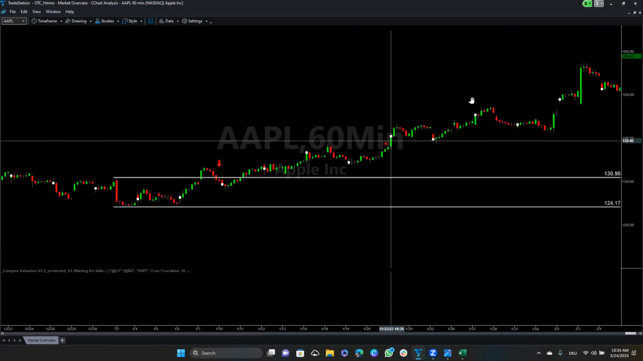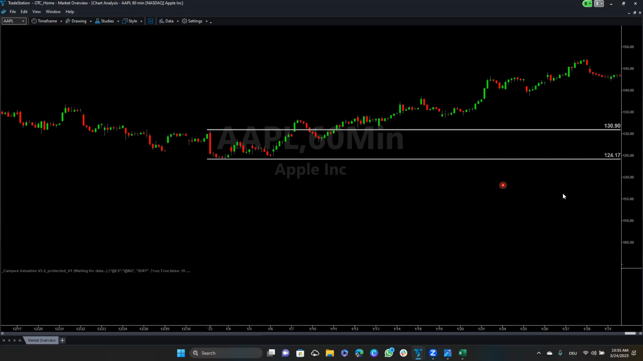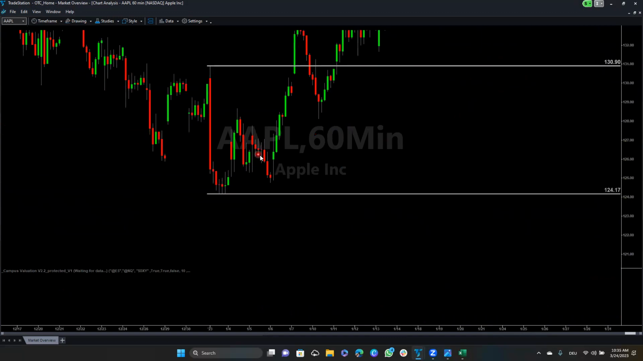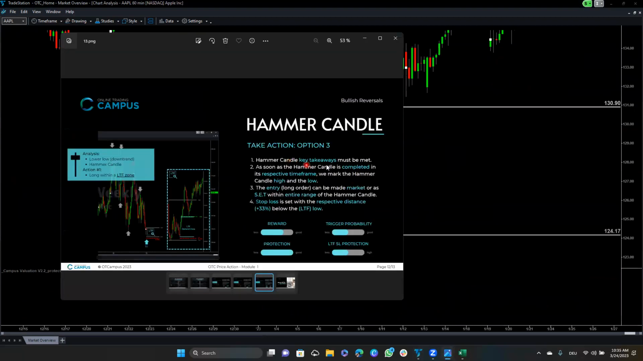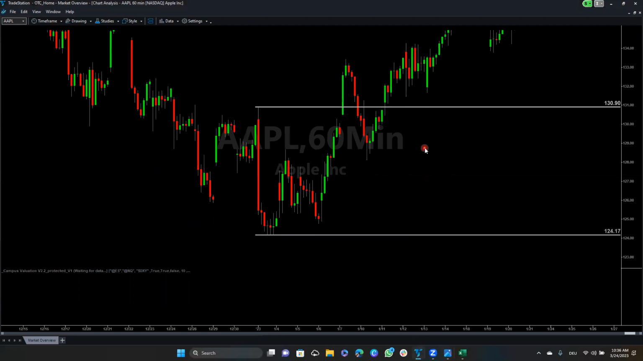Okay, not right or not wrong. This is the full range of our weekly hammer candle, the highs and the lows, right? Remember what we have to do: first, hammer candle key takeaways must be met, right? And then mark the hammer candle's highs and lows. Great. Okay, that's our lows. And then our job is on the lower time frame, 60 minutes here, for example, where is our first, second, third demand zones, right? And where's our demand? It is, wait, let me hit snap mode.